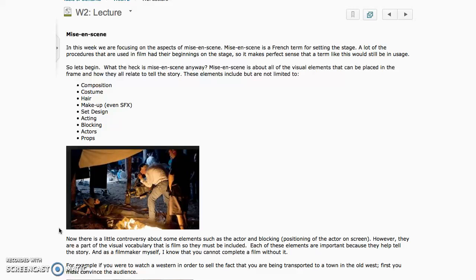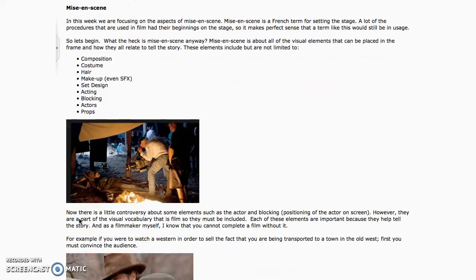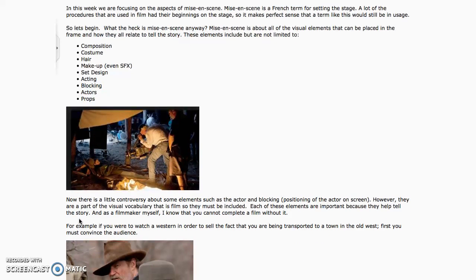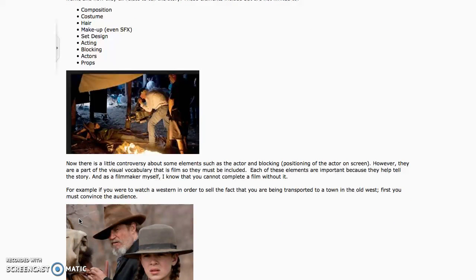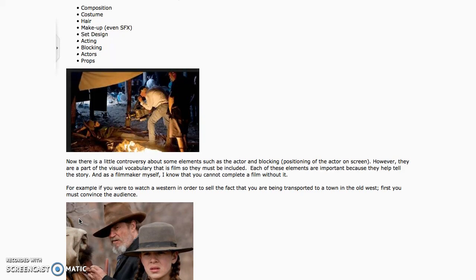Actors, obviously self-explanatory, and then props. You need props in any scene. So you actually have someone that is in control of props. So sometimes in stage, they call them prop mister, prop mistress, or prop master. Same thing in film. There may even be a few other terms as well. Now, there's a little controversy about some of the elements such as acting as the actor and blocking, positioning of the actor on the screen. However, they are part of the visual vocabulary that is filmed, so they have to be included.